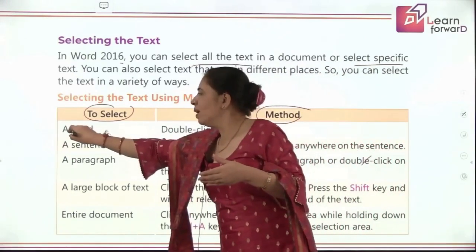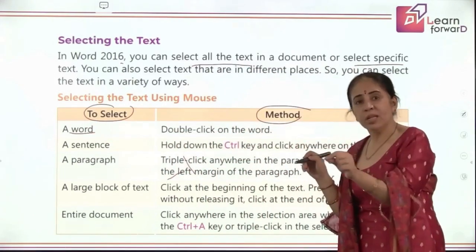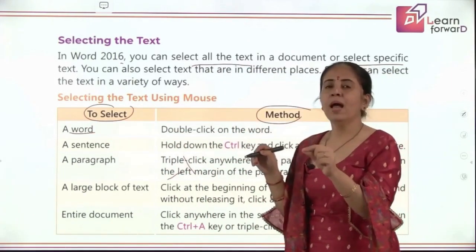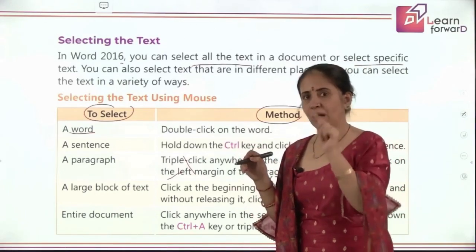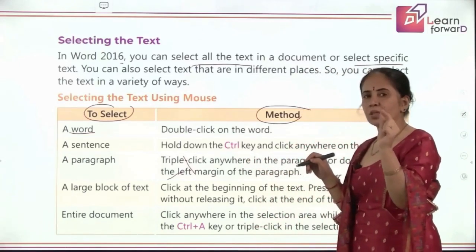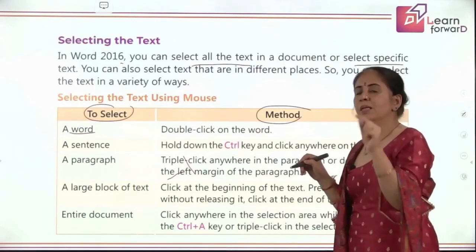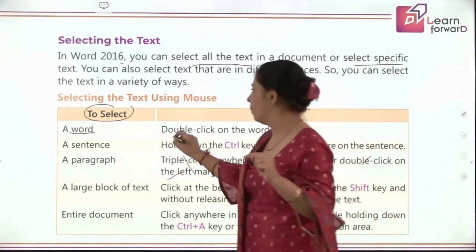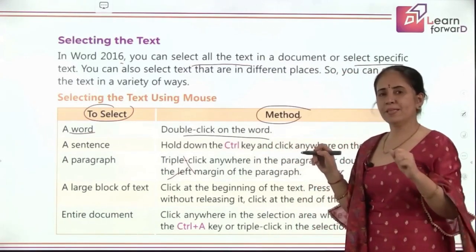So when a particular word has to be selected, just reach that particular word and double click your mouse. Instead of selecting entire alphabets one after another, just reach that particular word and double click on it. That word will be selected.